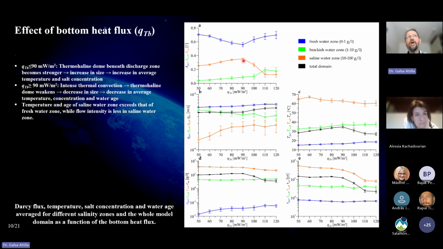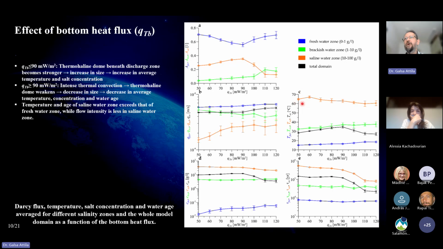On the other hand, when the bottom heat flux is increased, the thermal buoyancy becomes so strong, the thermal upwellings become so strong that they are able to destroy the thermohaline dome. That's why the size of the saline water zone decreases together with the temperature. So what does it mean? High bottom heat flux paradoxically leads to reduced temperature. Why? Because the thermal upwellings are so intense that they are able to advect heat out of the system.